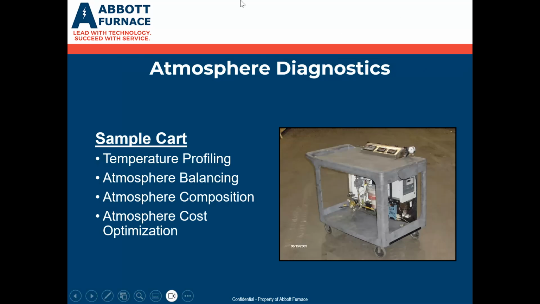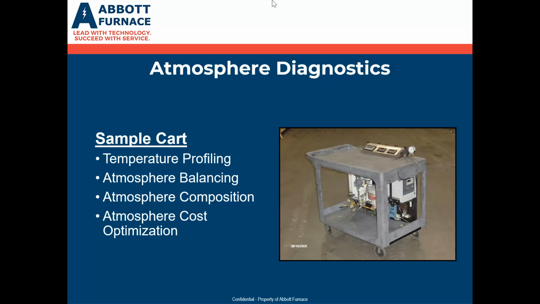This is just a picture of one of our atmosphere carts. A lot of people in the industry in the area, when they call us and they have issues, we bring one of these in, and we can use this to diagnose the issues in the furnace if it's atmosphere related. There are 3 meters on that cart where we measure the oxygen level in the atmosphere, we measure the dew point, the water content of the atmosphere, and we measure the percent of hydrogen in the atmosphere.